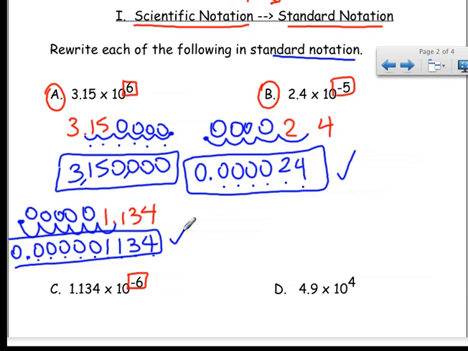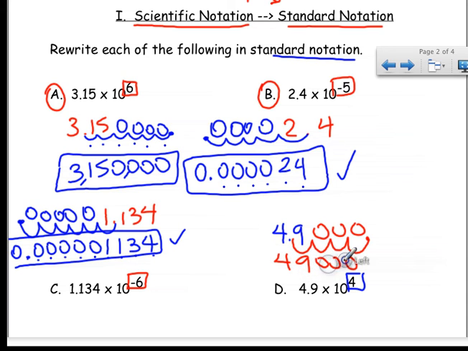For D, to check your answer, it is 4.9 times 10 to the 4th. You had to move your decimal 4 places to the right, since it was a positive exponent. If you move it 4 places to the right, there's your new decimal. You add 3 zeros, and your answer should have been 49,000. Give yourself a check if you got it right.